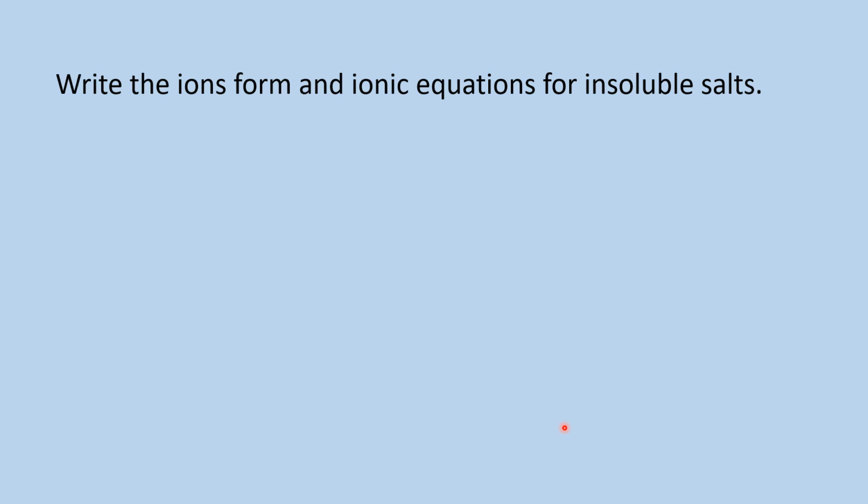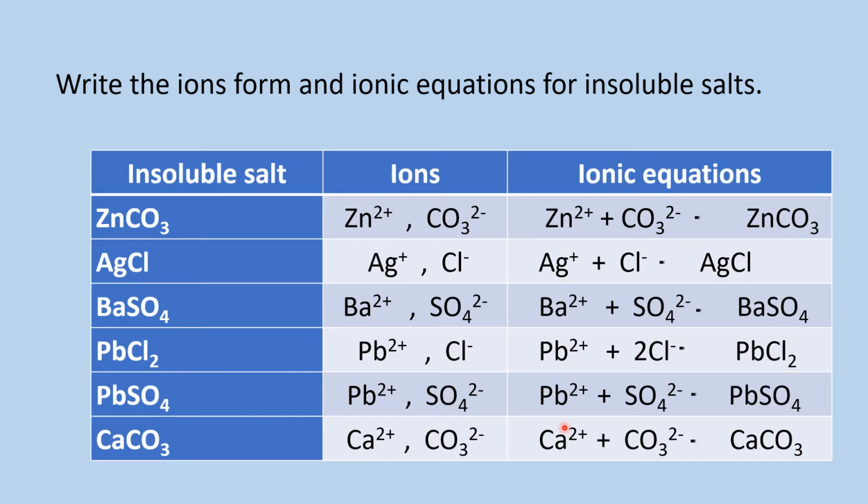Congratulations, you have done it. So now check the answer. Okay, silver chloride. So it will become Ag+ and Cl-. The ionic equation is Ag+ plus Cl- gives AgCl.